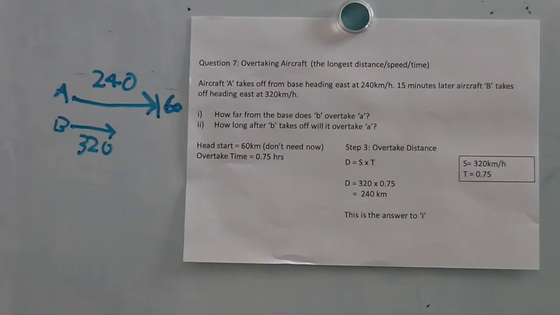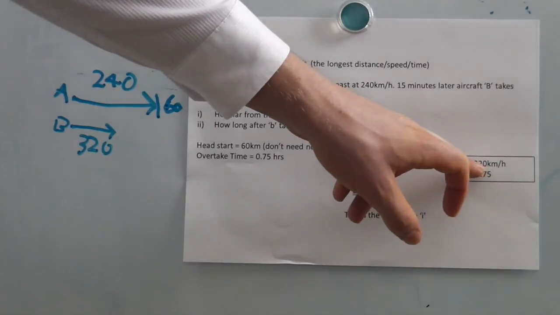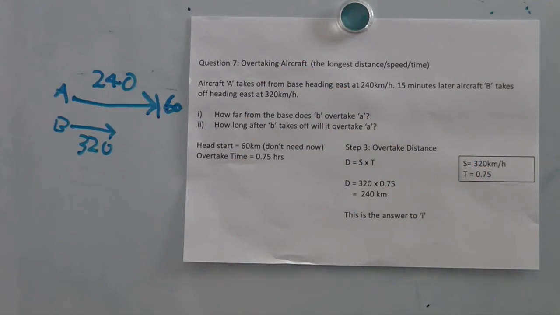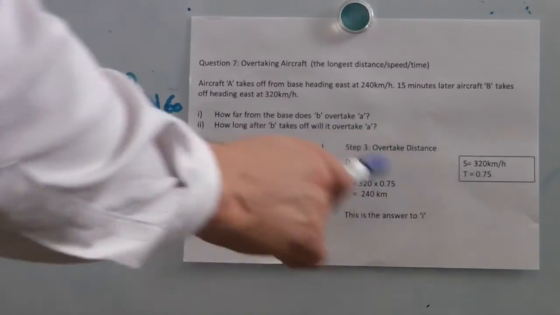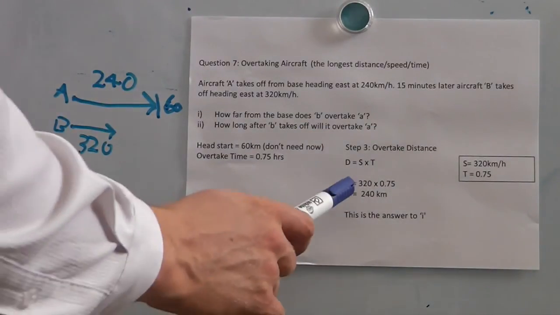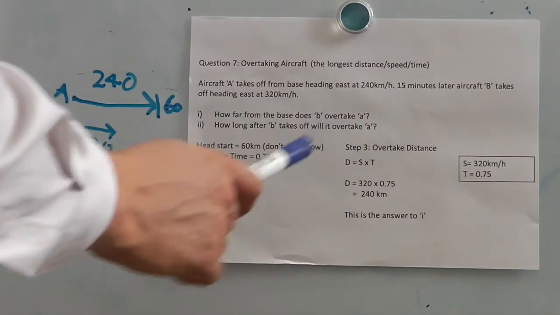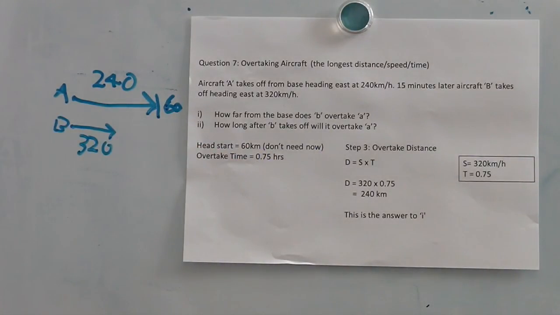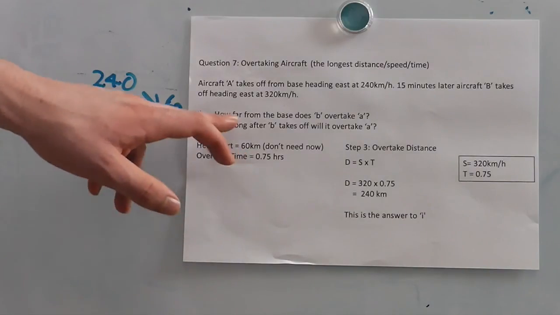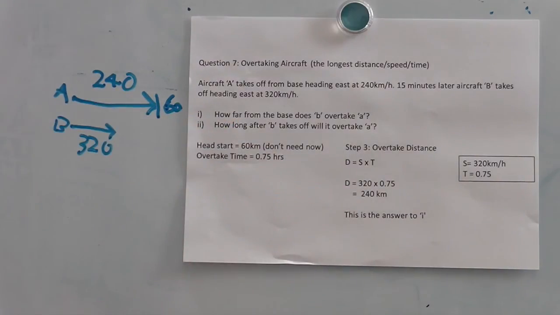So distance equals speed by time. So we've got the speed that equals 320 kilometers per hour, and that's the speed of aircraft B. The time it's going to take to overtake aircraft A is 0.75 hours. We plug that information into the equation. So distance equals 320 multiplied by 0.75, which equals 240 kilometers. So basically what we've determined is aircraft B is going to overtake aircraft A 0.75 hours after it takes off, and it's going to overtake aircraft A 240 kilometers away from base. And that's the answer. So the answer to II is 0.75, and the answer to I is 240 kilometers.